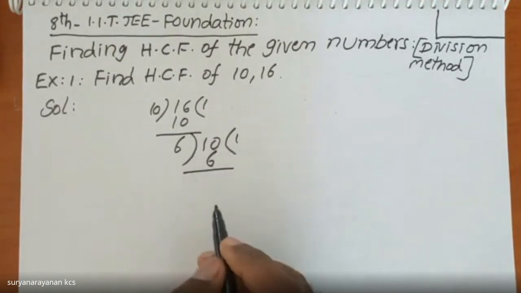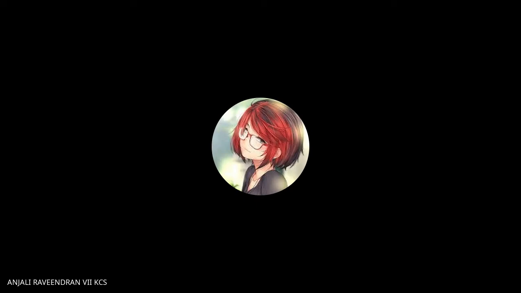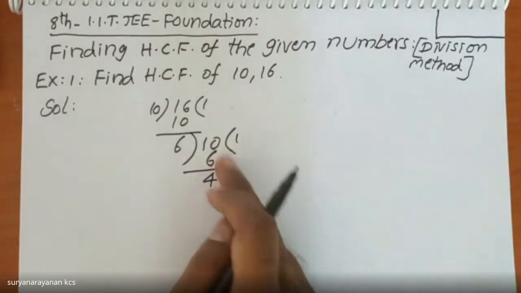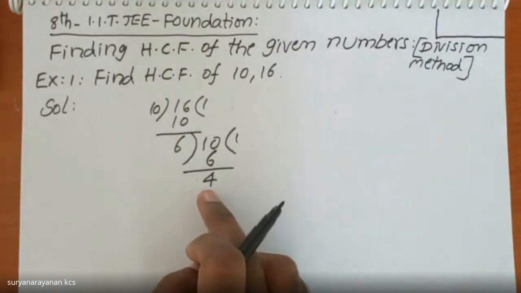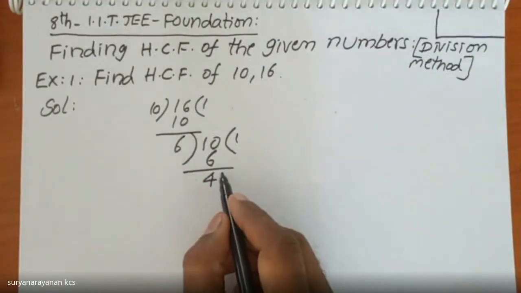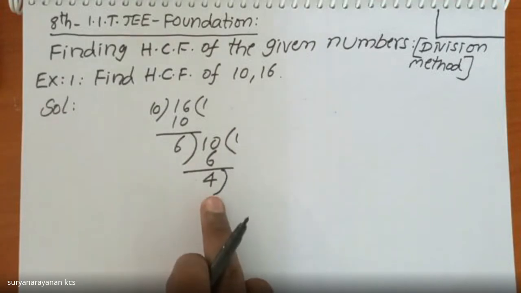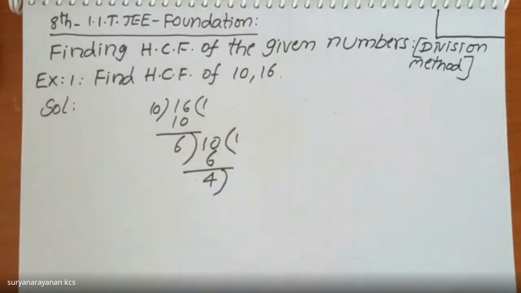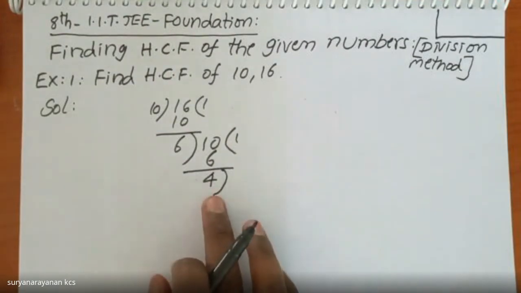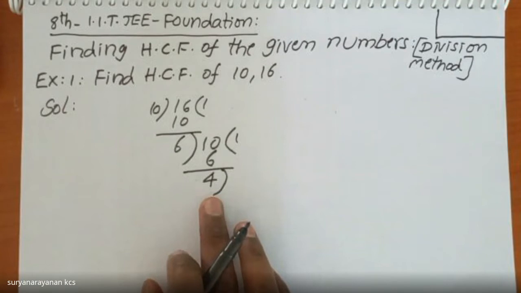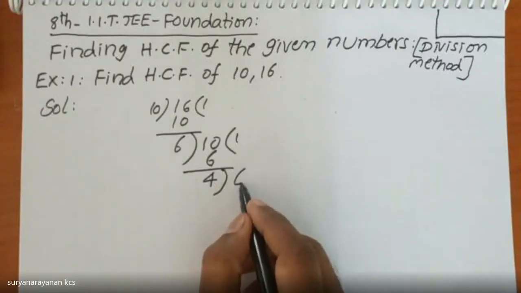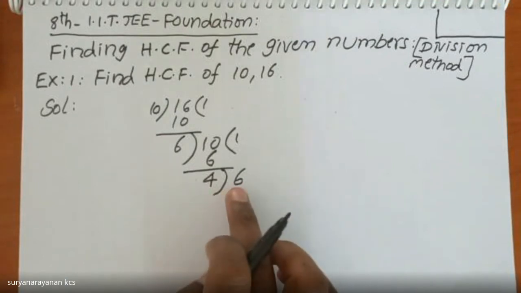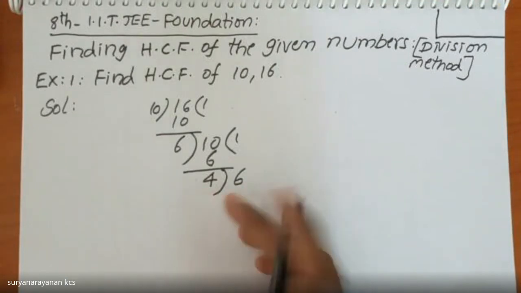What is the remainder here? 4. Is there any digit to bring down? No, sir. So finally 4 is the remainder. What should we do? Again, we have to take this remainder as a new divisor. Then what is the previous divisor? 6. Yes, very good. So we divide the previous divisor by this new divisor.